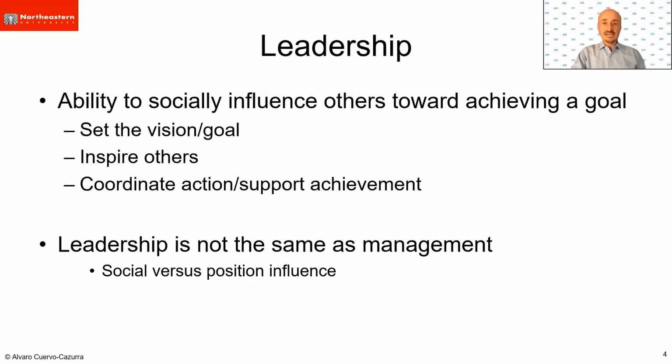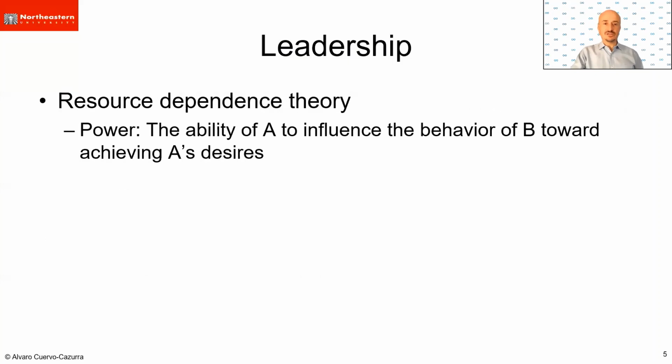So with this, let's get into some theoretical story of leadership and the concept of power. And this is a theory, resource dependence theory. It's mostly focused on the analysis of power, and power being defined as the ability of person A to influence the behavior of person B so that person A gets his or her goals or desires achieved. And the story here is one in which you are going to try to coordinate, co-opt others so that you receive the support that you need to achieve what you want.